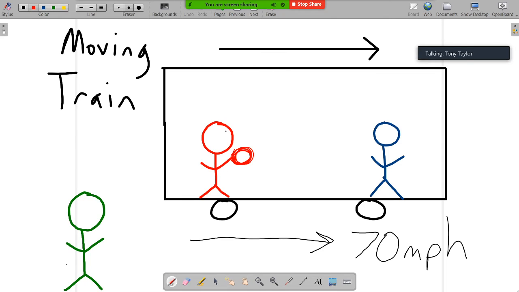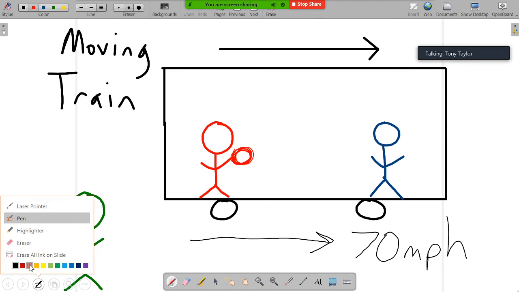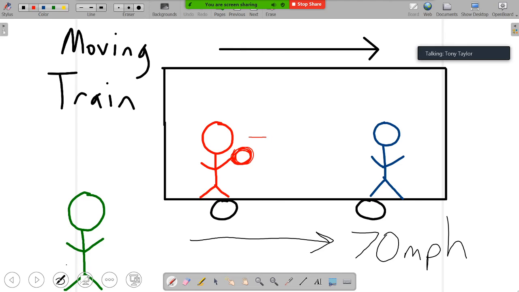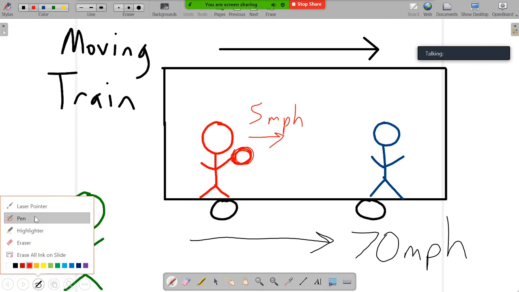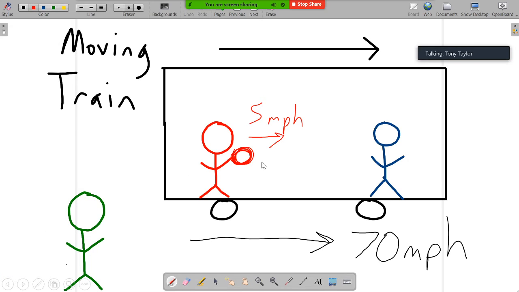Okay, from the point of view of the people inside the train, this person in red here decides to throw the ball to the person in blue. And as they throw the ball, from the point of view of the individuals inside the train, the ball moves at 5 miles per hour in this direction because this person throws the person in blue the ball so that he can catch it.